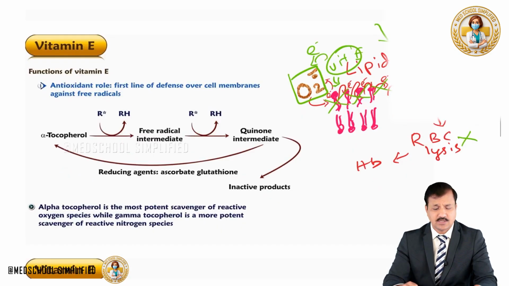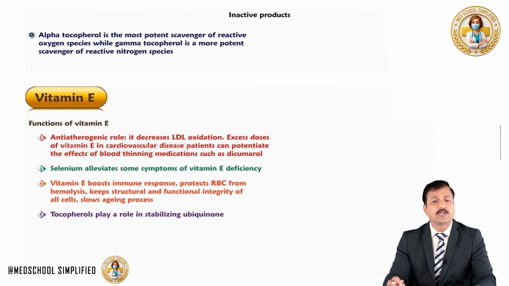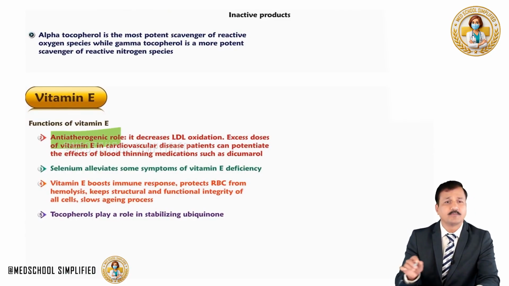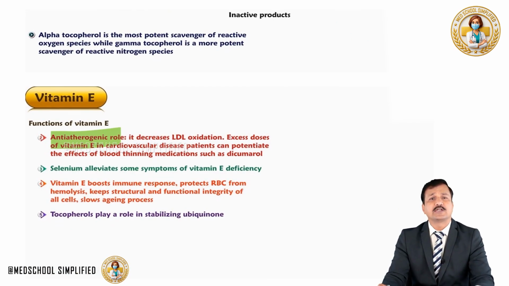Let's look at the functions of vitamin E. So, vitamin E has an anti-atherogenic role. It means vitamin E prevents the atherosclerosis process. What it does is decrease LDL oxidation.